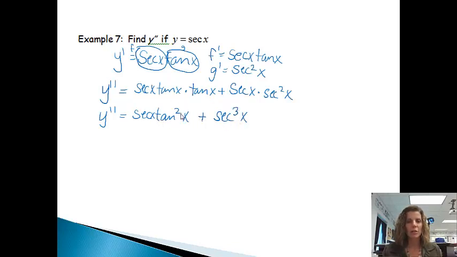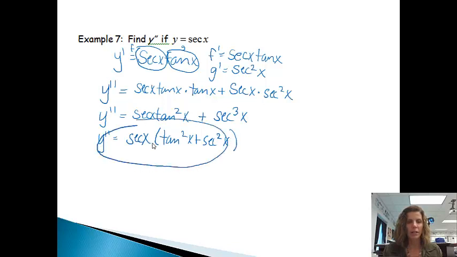And then we're just about done, but we always want to make sure, is there anything that I can factor out? There definitely is. Since they both have a secant x, I can factor that out. So if I factor out a secant x, I will now have tangent squared x plus secant squared x left, and that will be my second derivative.